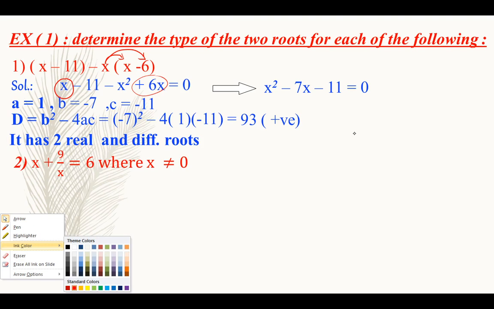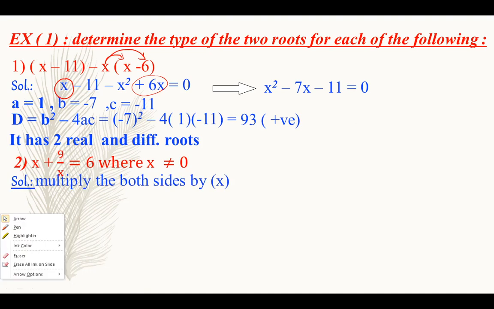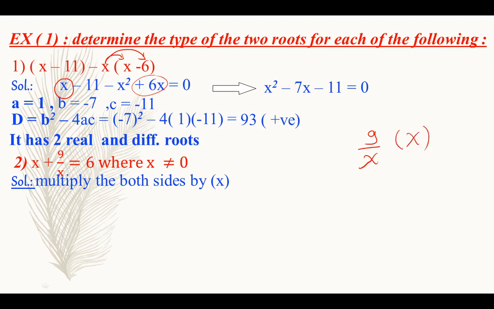Okay, here we are going to multiply 9 over x multiplied by x. Here the x cancels x, and the remainder will be 9.